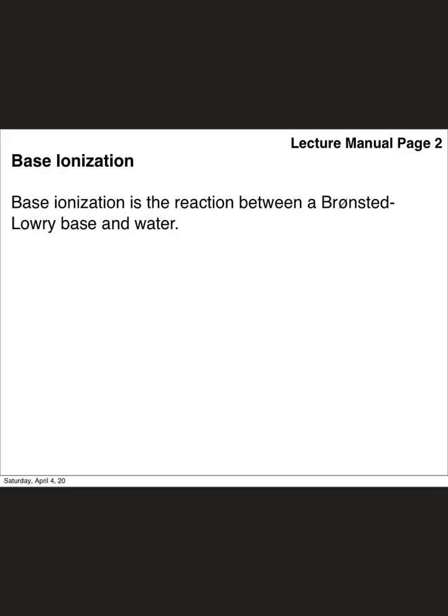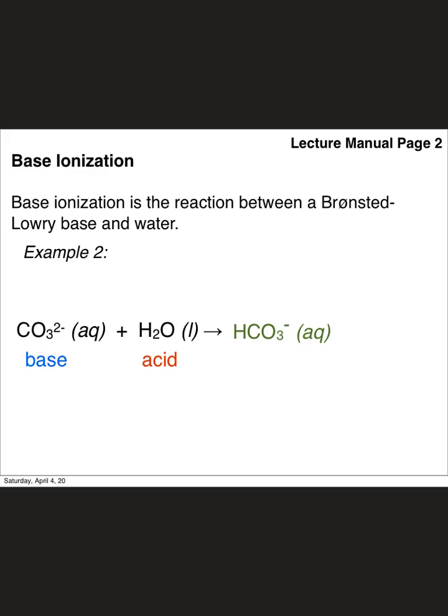Next, let's take a look at base ionization reaction in water. The example that I'm going to use today is carbonate ion in water. In this case, carbonate will behave as a base and water will behave as an acid. And again, the base will accept a proton from an acid. So that's why when carbonate ion accepts one proton, it becomes bicarbonate or hydrogen carbonate.